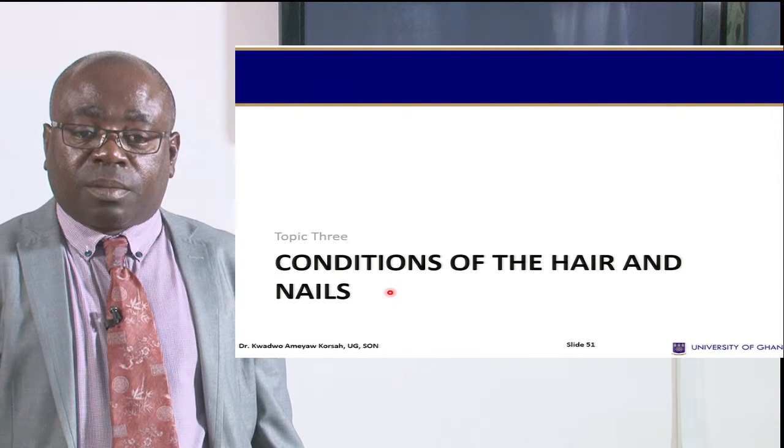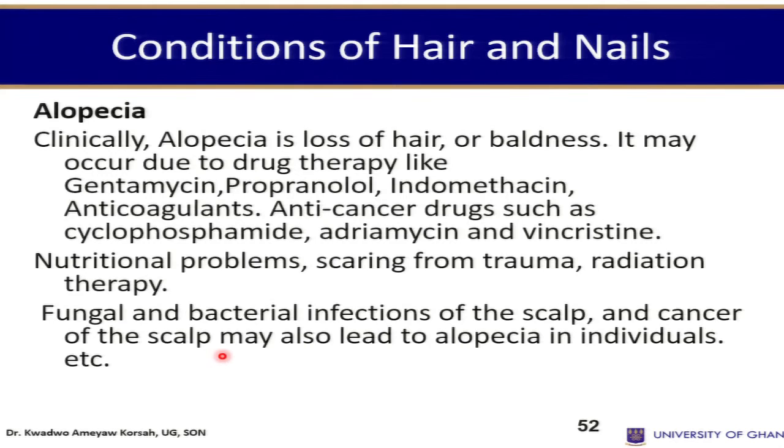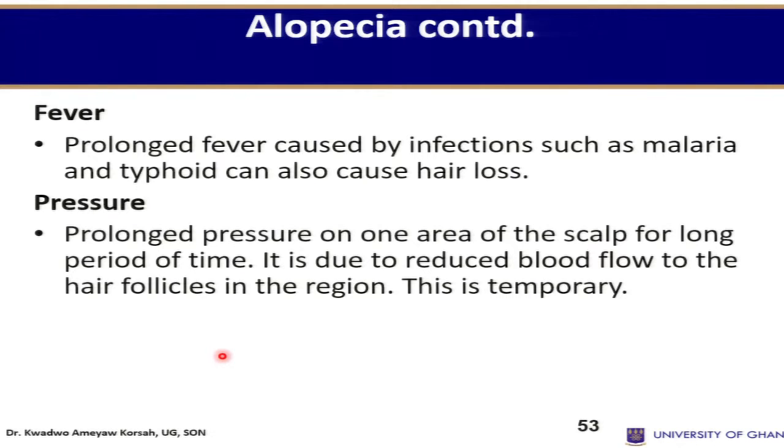For conditions of the nail and hair, we have alopecia, which can result from nutritional problems. Here we have defined it, and it may occur due to drug therapy like gentamicin, propranolol for BP control, indomethacin, and in some cases anti-cancer drugs such as cyclophosphamide, doxorubicin, and vincristine. We also have nutritional type, fungal and bacterial infections of the scalp, and cancer of the scalp may also lead to alopecia in individuals.